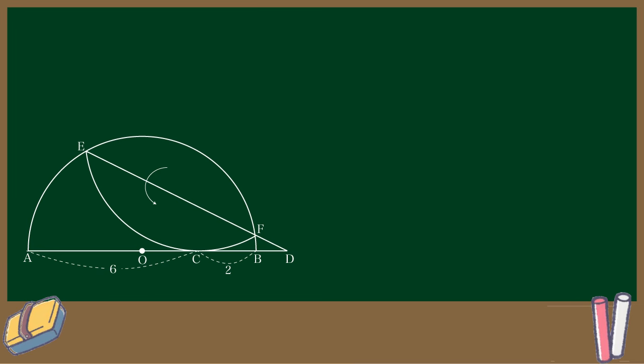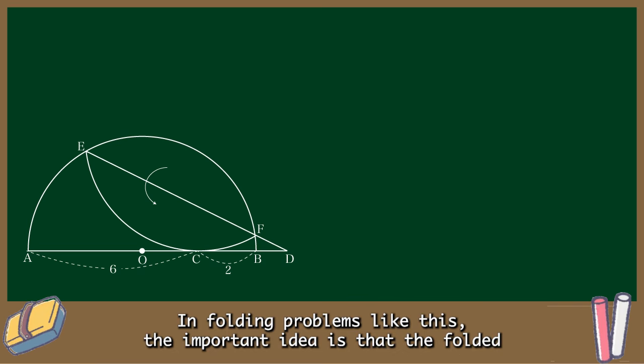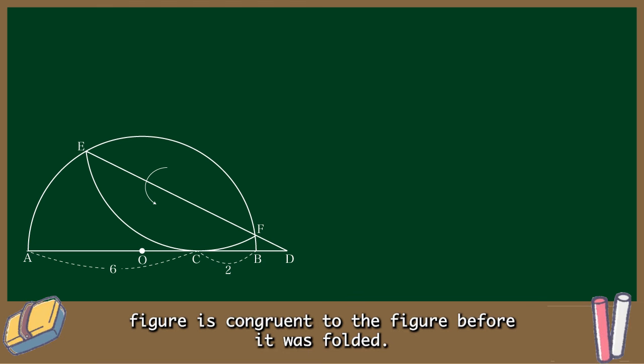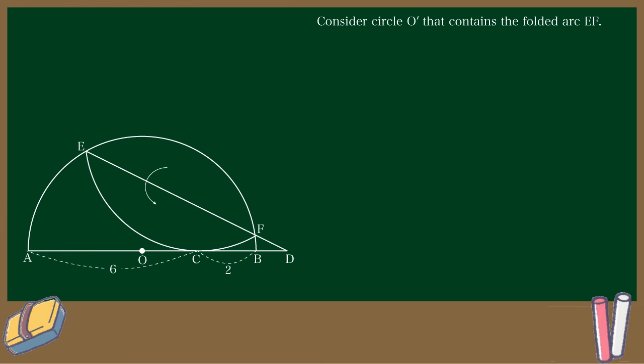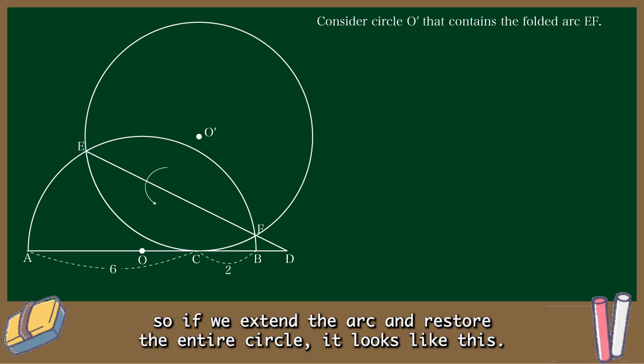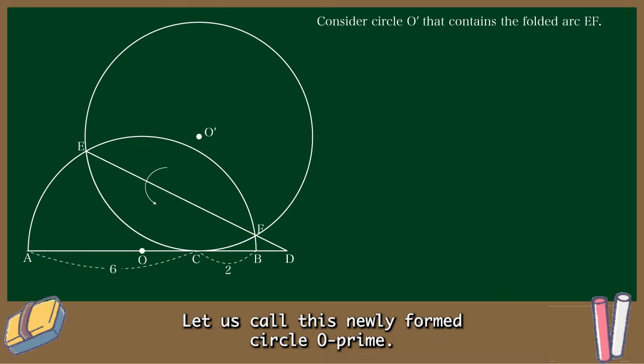length of AD. In folding problems like this, the important idea is that the folded figure is congruent to the figure before it was folded. In this case, the folded part is a portion of a circle, so if we extend the arc and restore the entire circle, it looks like this. Let us call this newly formed circle O'.